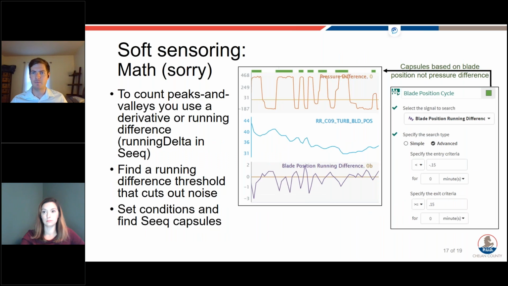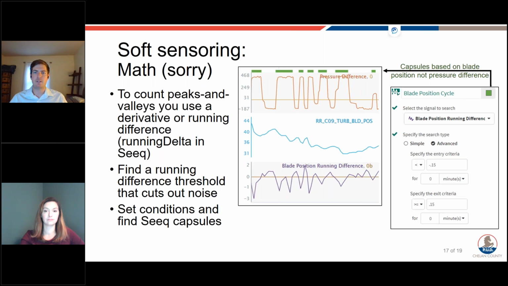I know I'm running low on time, so I will try to be fast, especially on the math section. All of our turbines have that blade position signal, so you can count the peaks and valleys there by calculating the derivative, and then you just find when the derivative equals 0. But because of the way our data historian compresses data, a similar calculation is the running difference function, or in Seeq, the running delta.